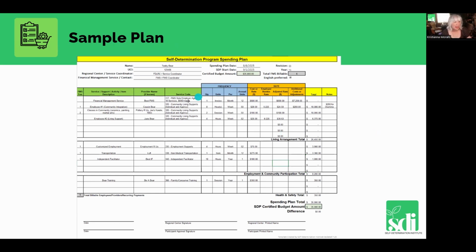And we're going to go through the sections of the plan. I just wanted to give you a big picture of what it looks like. I'm a visual person. When people are talking about spending plans, I need to see one. I can't just talk about it in the abstract. So that's why I wanted to share this with you so you could see what a spending plan looks like. This is a sample spending plan for Teddy Bear, and he has a certified budget amount of $35,000. And we're going to talk through each of these sections.